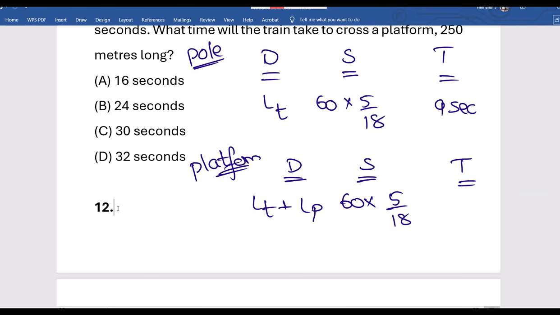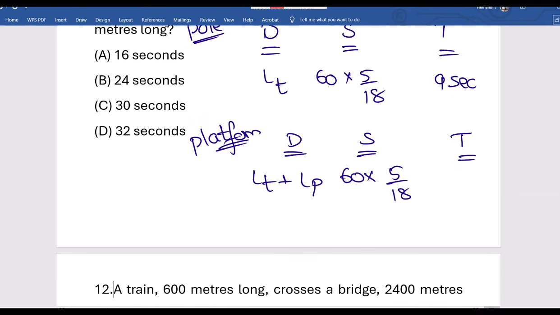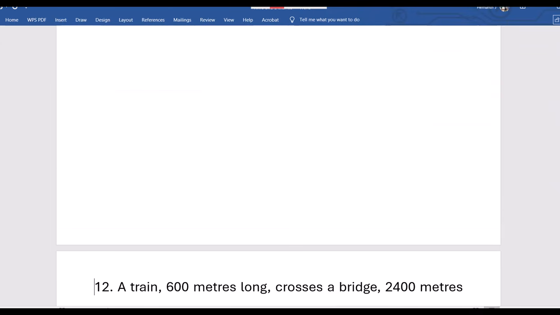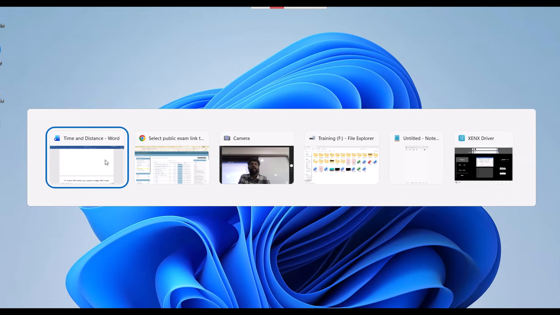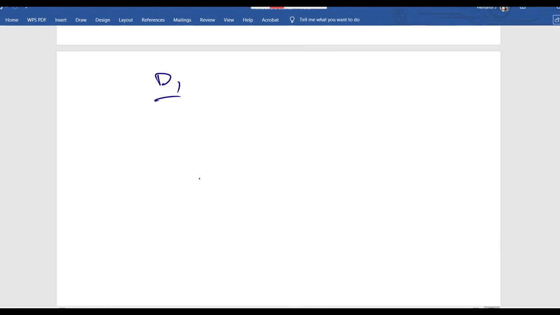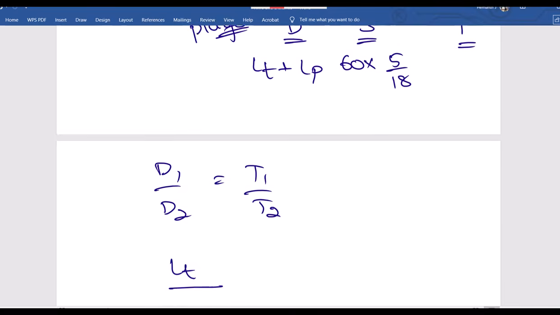Speed is constant, so there is a relation between distance and time. Distance is directly proportional to time. D1 by D2 equal to T1 by T2. D1 is the length of the train. D2 is the length of the train plus the platform.